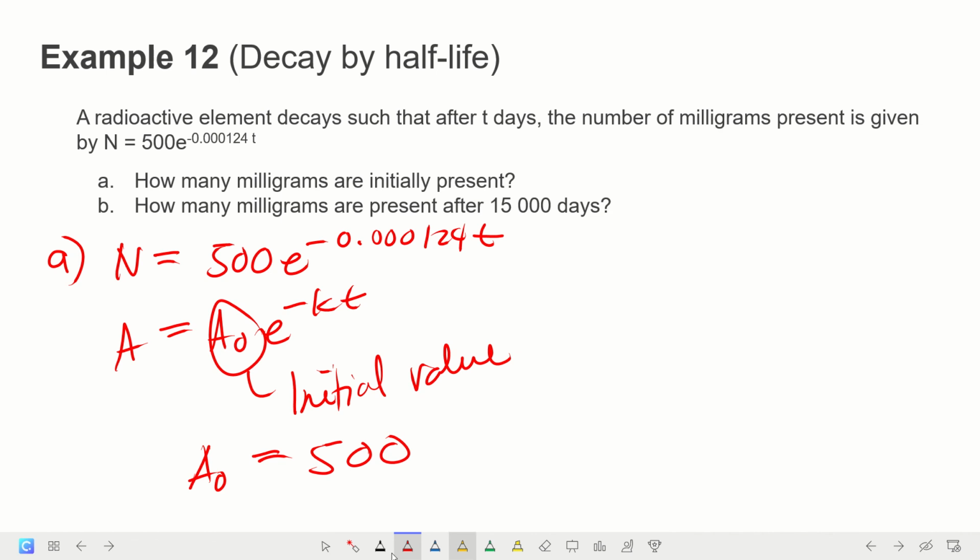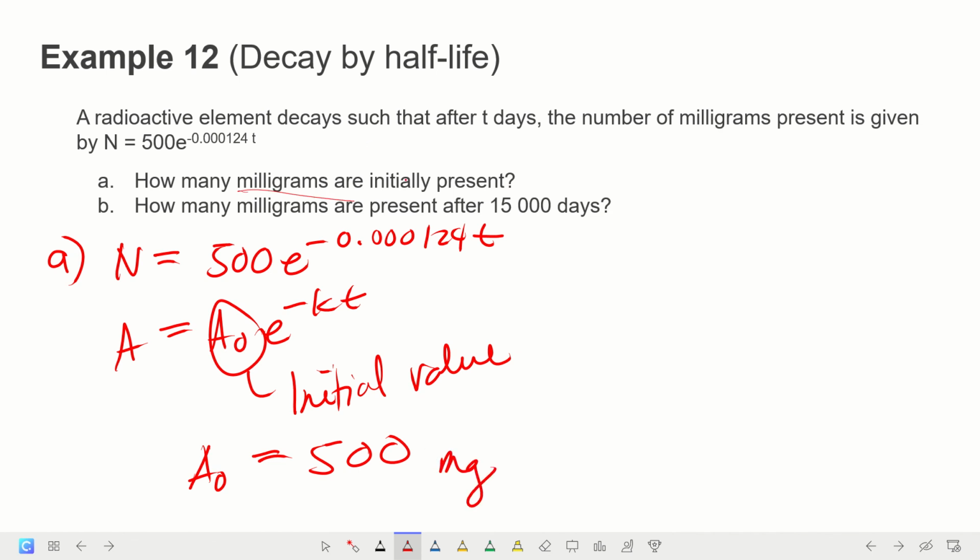Write the reasoning in sentence form. Since from the equation, it was given that N is equal to 500 times e raised to negative 0.000124 T, and the pattern here is based from the model A is equal to A sub O times e raised to negative KT, and we know that A sub O represents the initial value, then 500 is equal to A sub O. The initial amount of the substance is equal to 500 milligrams. So, include the unit.